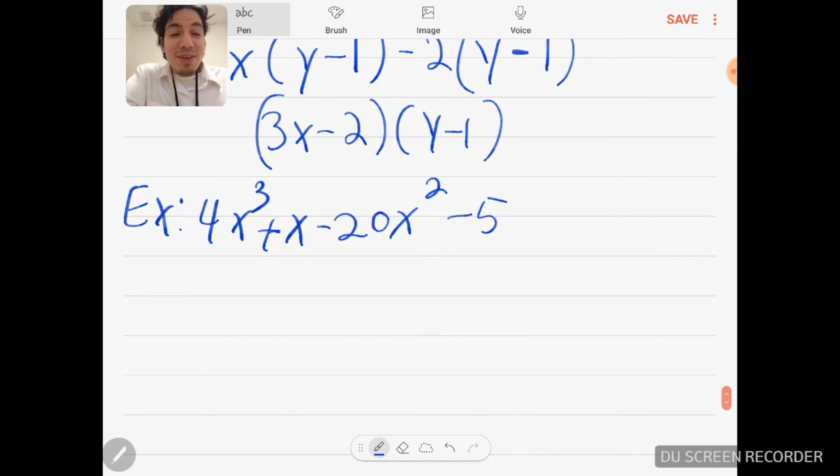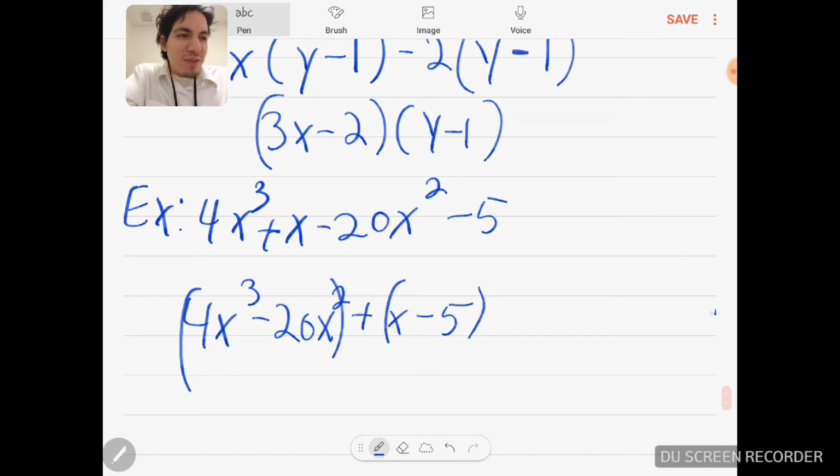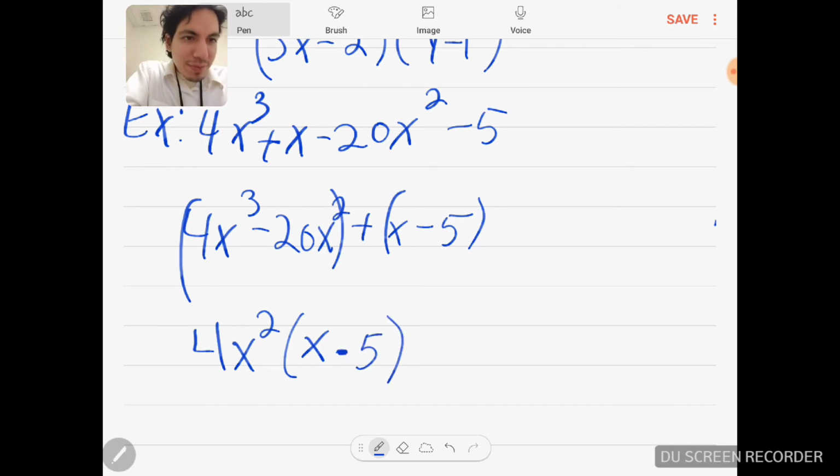Whoa, this is a messy one. All right, let's rewrite this as 4x to the third minus 20x squared plus x minus 5. Okay. So let's get our GCF together. 4 is definitely a GCF for the numbers. And as far as x, it would be x squared. So 4x squared would be just x, what's left. And inside would be minus 5 plus x minus 5. Can I factor anything out of x minus 5?